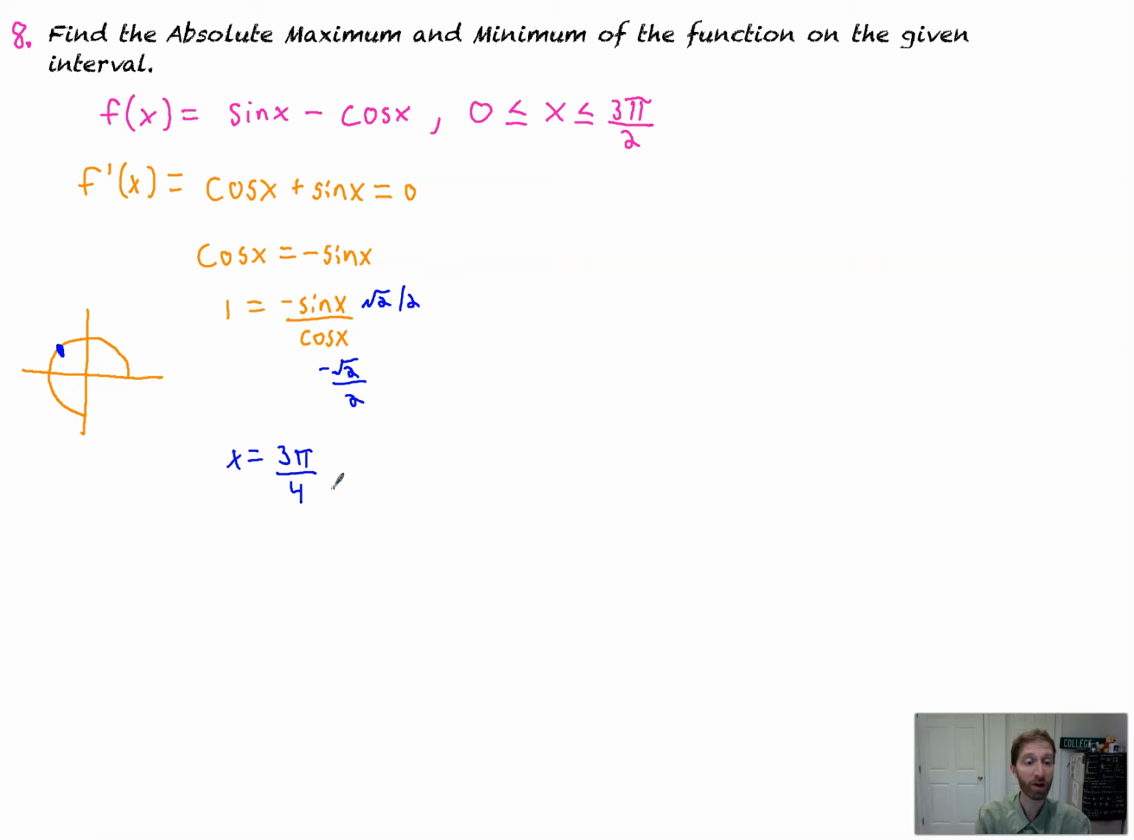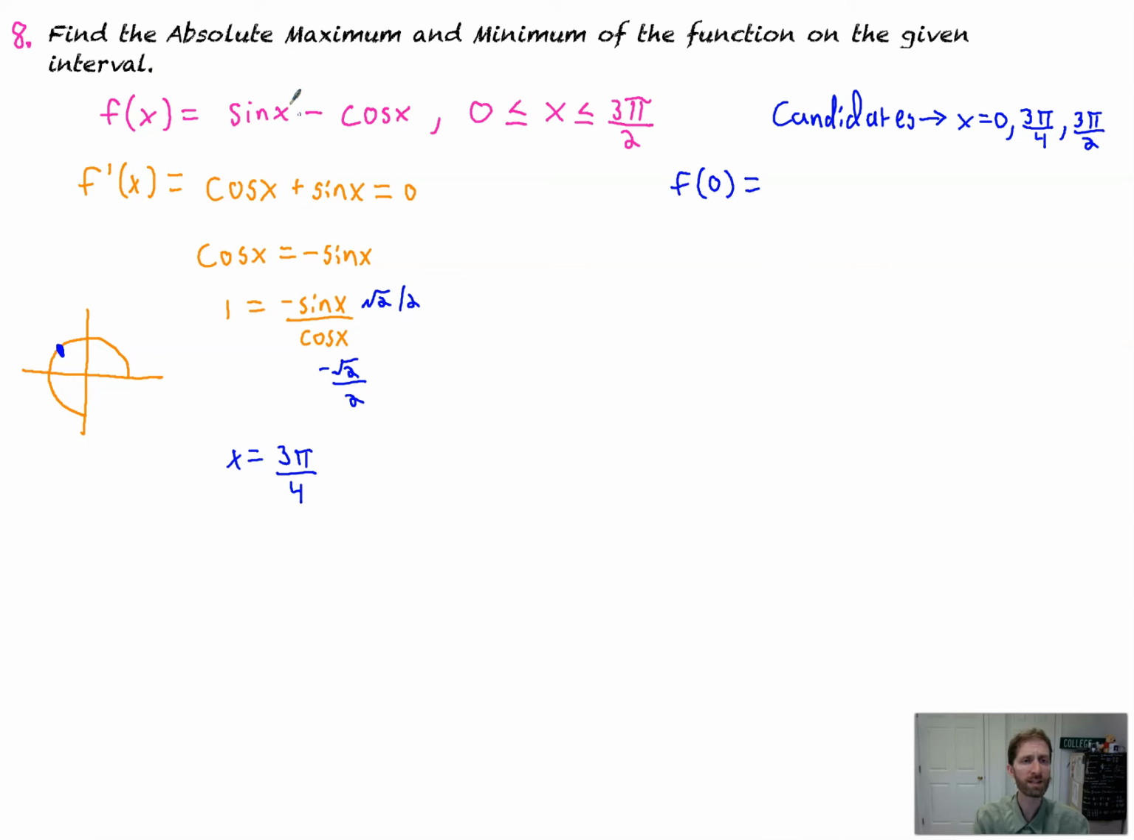Next, we've got our critical number. We've got our endpoints. So our candidates, again, this is just me, I like to list them out. Our candidates are x equals 0, 3 pi over 4, and 3 pi over 2. Nice. All right, so again, we're going to evaluate them. The highest value is our maximum. The lowest value is our minimum.